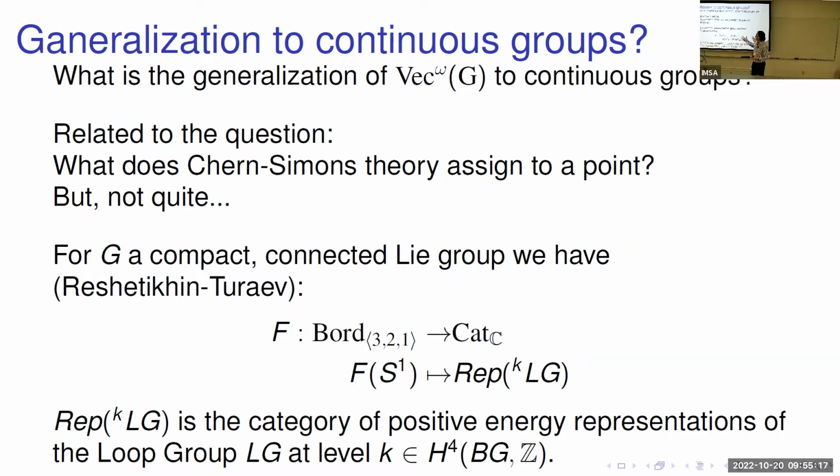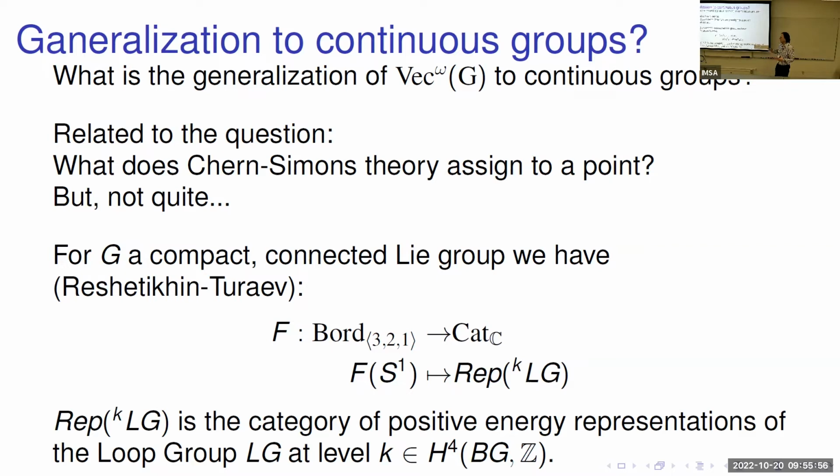So in the compact Lie group case, this functor from the bordism category associated to the Chern-Simons theory sends the circle to the category of positive energy representations of the loop group at level k, if k is a level that lives here. That's the object that goes to the circle, and there is this question of what goes all the way down to the point. There are some options written by many people, and Enrique is one of them. And I thought that what I did could be a proposal or an option to build something on the point.